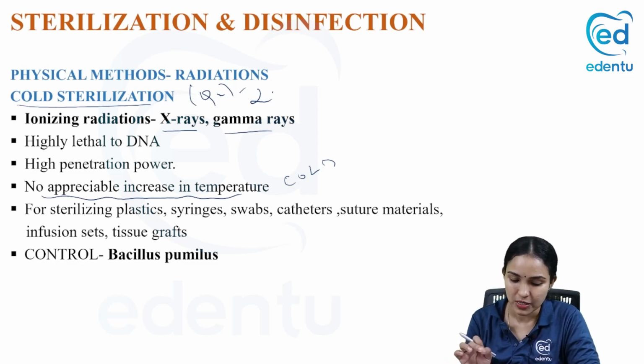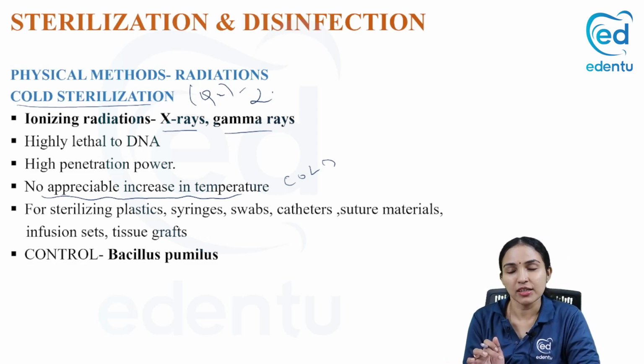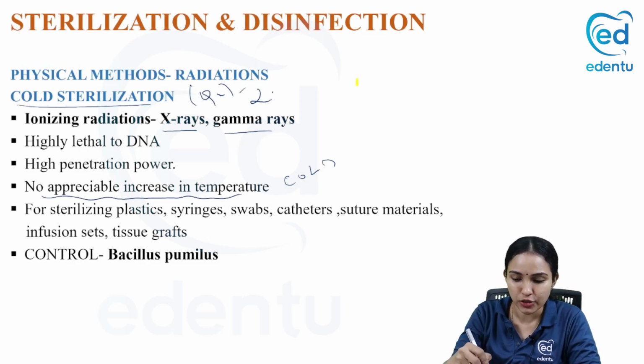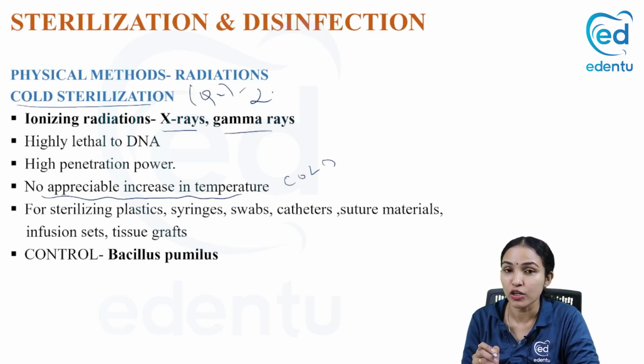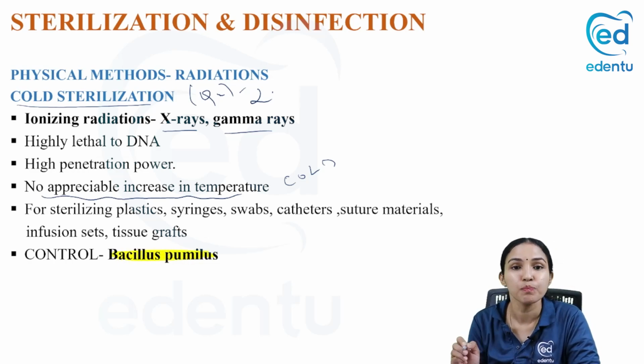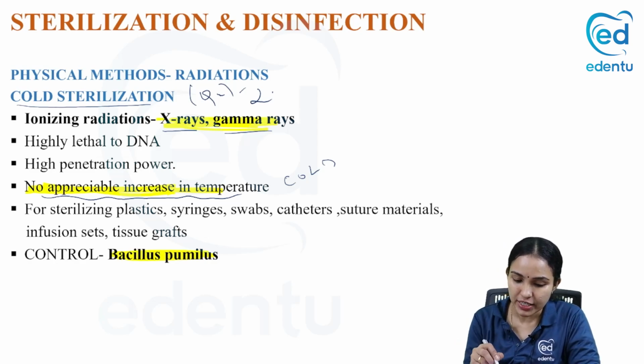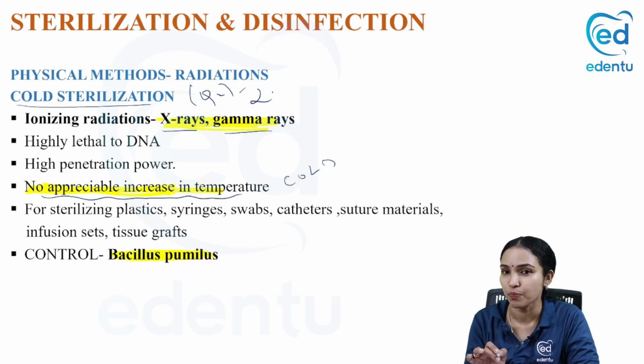And what are the ionizing radiations? X-rays and gamma rays. We use a sterilization control here also, like autoclave, Bacillus thermophilus. Please remember the controls: hot air oven, Bacillus subtilis. Here the sterilization control is Bacillus pumilus. And please remember, there is no increase in temperature. That's very important. And the radiations we use are X-rays and gamma rays. The sterilization control we use is a biological control, the spores of Bacillus pumilus. So that is about ionizing radiation.